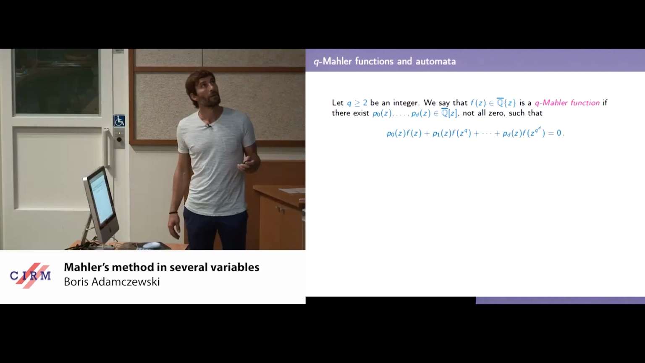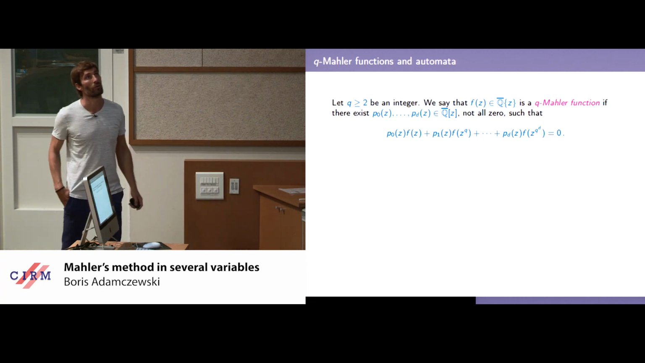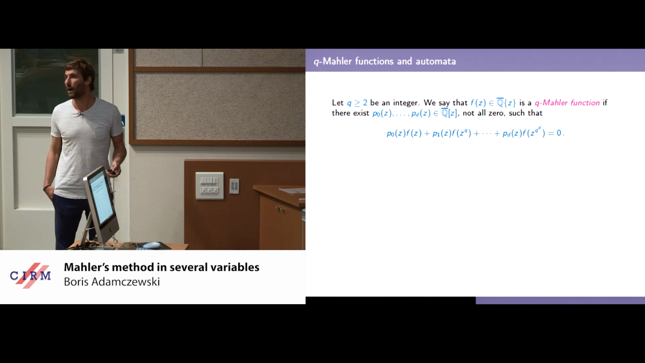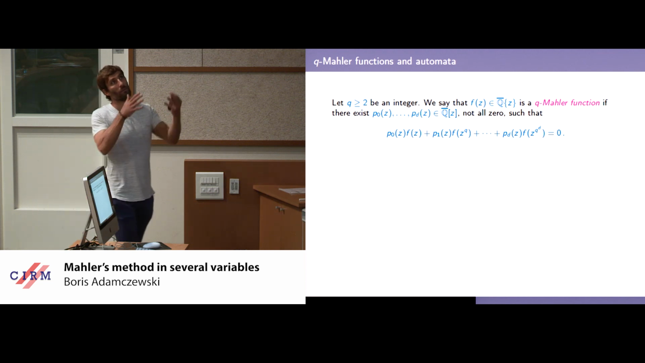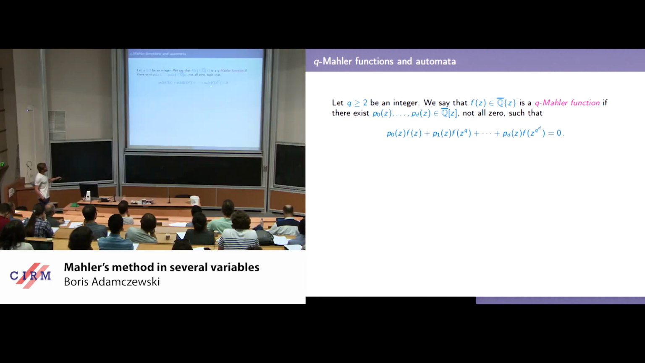And now I want to move to Mahler's method. So what is the connection with Mahler functions? So first I recall what these Mahler functions are. So we have an integer q at least equal to 2. And Mahler functions are solutions, so they have algebraic coefficients. This means that they are analytic functions converging in some neighborhood of the origin, and a Mahler function f of z is a function that satisfies such a non-trivial linear difference equation with respect to the operator z goes to z to the q.